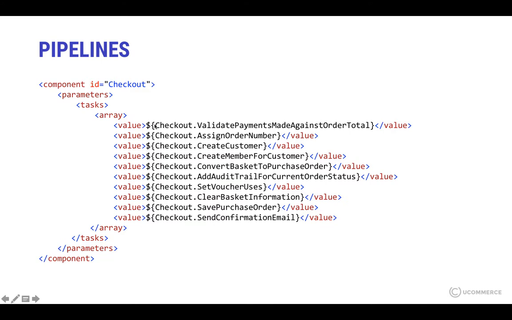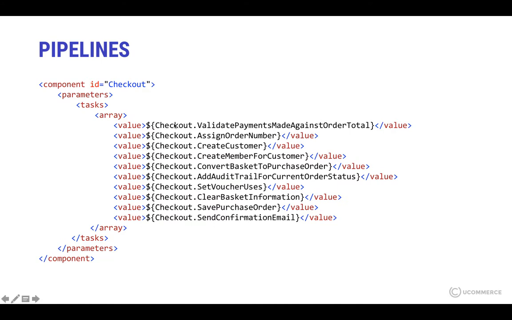So the way a pipeline operates is by receiving a payload, which might be an order, it might be a customer, it can be any class basically. And that payload is passed through each subsequent step, which has an opportunity to mutate and work with that payload. So for the checkout pipeline here, it receives in a basket and ultimately turns that basket into an order.